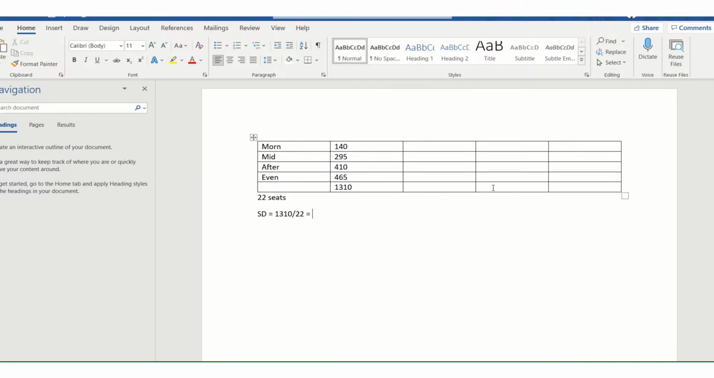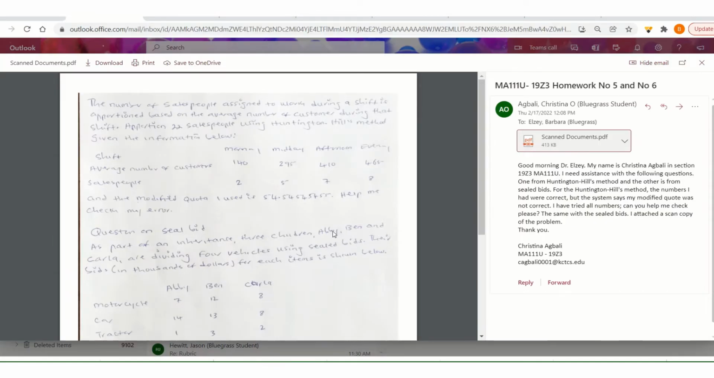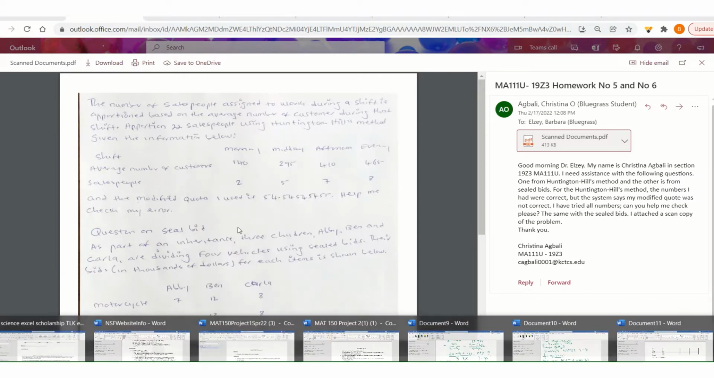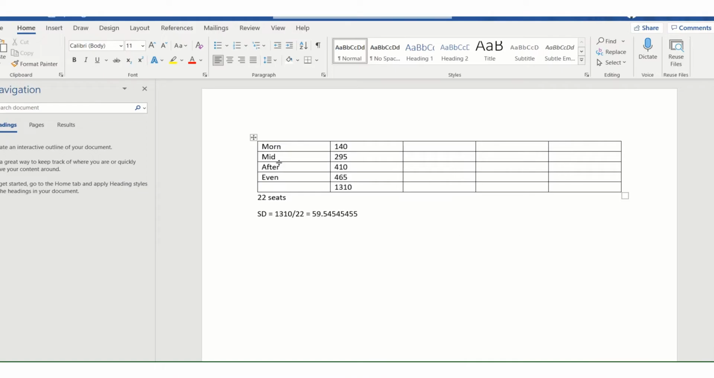Okay, and that is going to be 59.54545455, and that's looking very close to what you had back there. Let's see. You've got 54, not 59. So let's go back. Now, of course, that's the modified divisor that we're talking about there and not the standard divisor. So let's go back again and do the whole thing here.